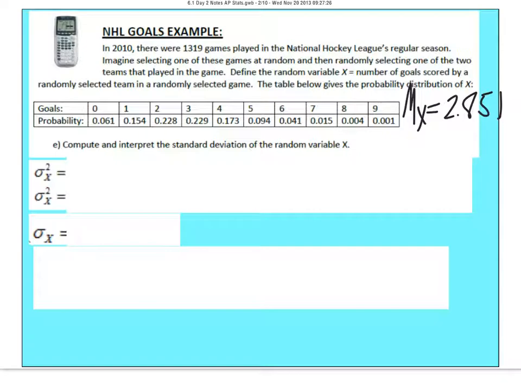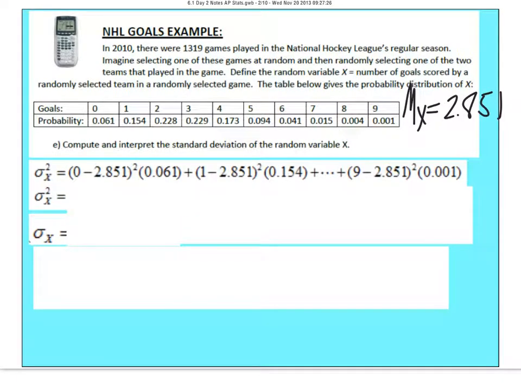So what we're going to see is this calculation right here. 0 minus the mean squared times the probability. We're going to add to it every element. Again, the AP board wants you to show some of the work. You can do dot, dot, dot, and wrap up with the last one. When you do that, the variance, therefore, is going to be 2.66.